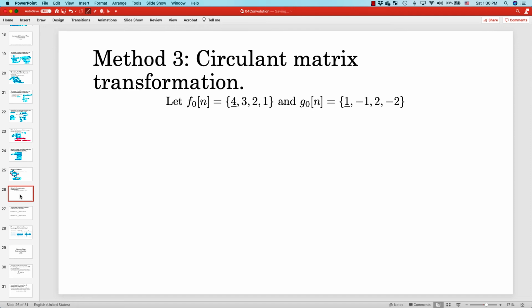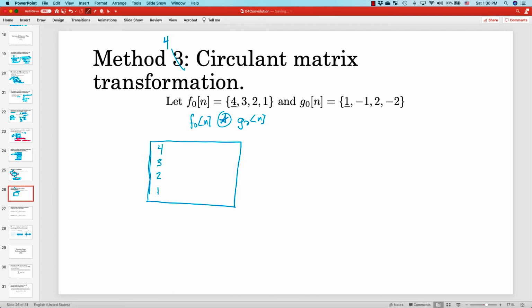And so if I want to write F circularly convolved with G, then one way to do this, method 4, I suppose, is to construct a circulant matrix out of the F segment. And so let's start by writing F vertically in the first column: 4, 3, 2, 1.